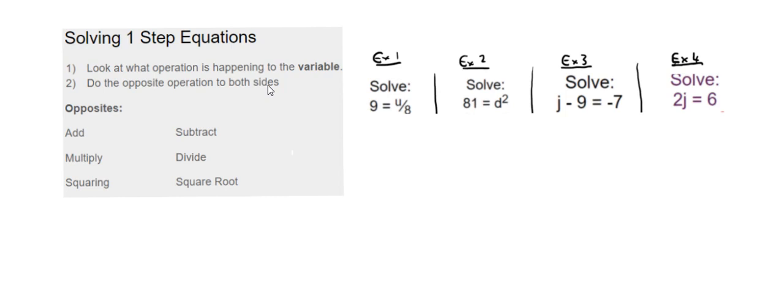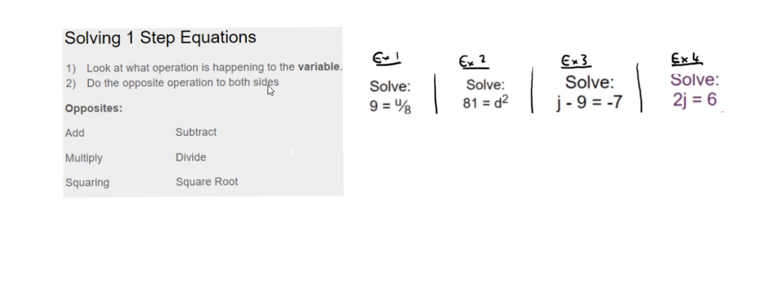Hey guys, so to solve one-step equations, we're going to look at what operations happen to the variable and then do the opposite operation to both sides. So a couple of things to look at first. Opposites. The opposite of adding is subtracting. You might have known that already or not really thought about it before. But if you add something to something else, then you subtract it to get back to the start, basically.